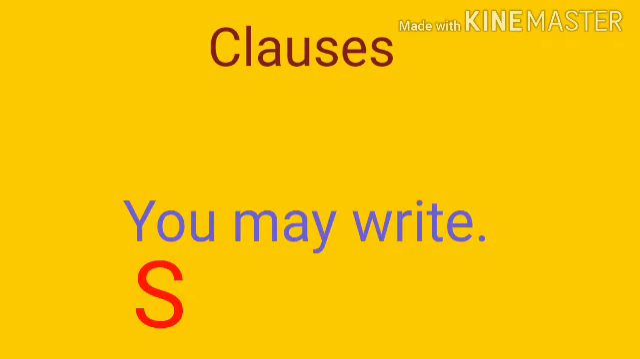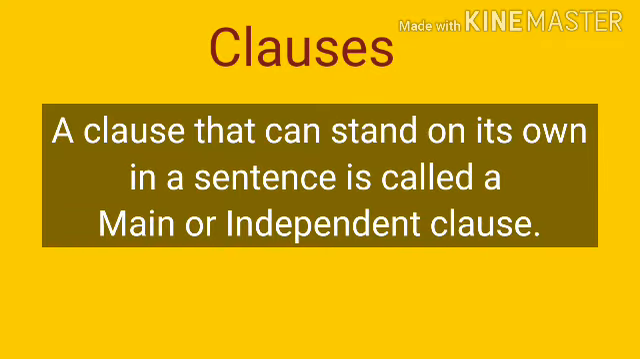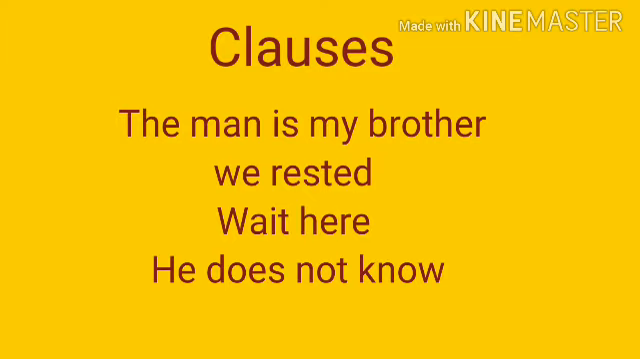So my dear students, we can say a clause that can stand on its own in a sentence is called a main or independent clause. Now look at these examples. The man is my brother. We rested. Wait here. He does not know. Dear students, all these sentences are complete sentences by themselves and they do not need any other clause for their existence. So we can call them independent clause or main clause.